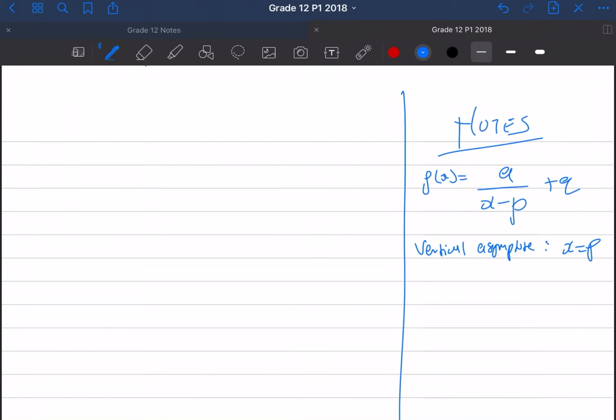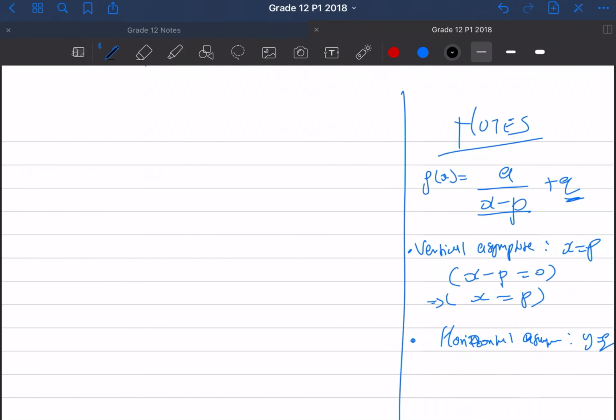So basically what I did here is take x minus p equal to 0 and take p to the other side, so it will be x equal to p. And now your horizontal asymptote will be y is equal to q. There's q here. That's a horizontal asymptote.